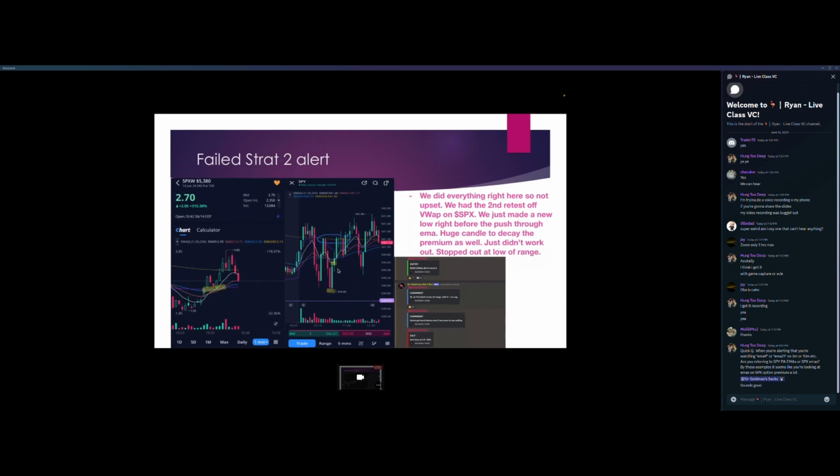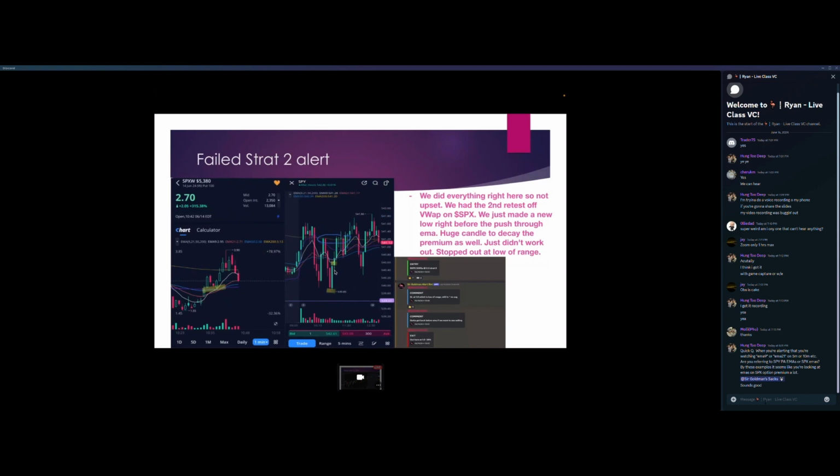Everything was looking good, so I entered. I had the double confirmation. I knew that it was okay. We have EMA, we just made a new low. This is perfect for puts. I entered at the 2-3 strat 2 entry, which is right here. And you can just see that it just did not reject well.